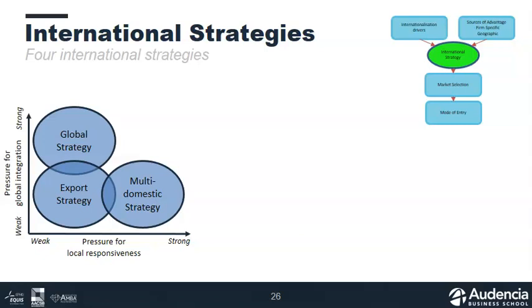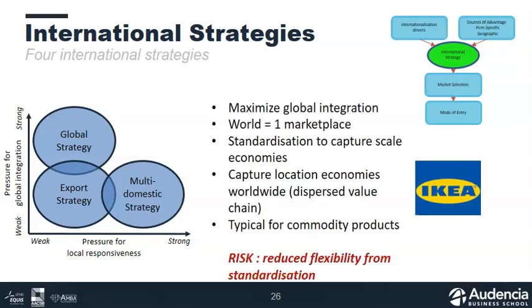The global strategy, well, we already mentioned this. This is where we have an organization that basically says the world is my marketplace, and I produce everywhere. I mean, my company has, let's say, R&D in one country. We have production in this country. We capture location economies worldwide. We disperse our value chain. We have a standardized product, basically, to capture scale economies. And we market to the world.